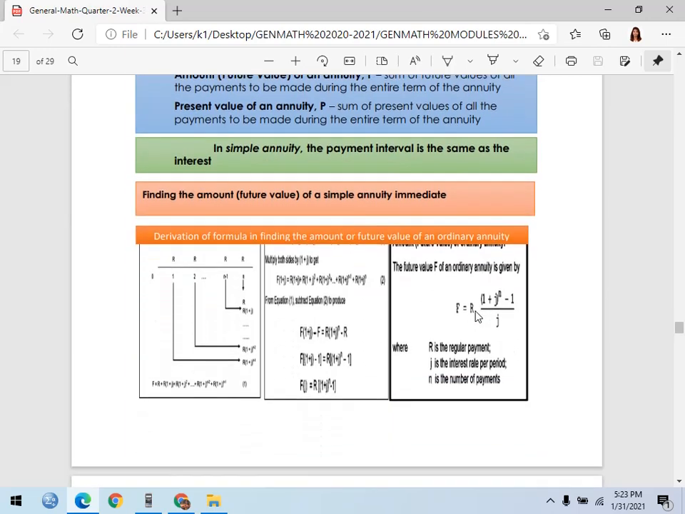So in finding the amount or future value of a simple annuity, the formula to be used will be this one on the third box, and that is F equals R times 1 plus J raised to N minus 1 divided by J. So R here is the regular payment, and then J is the interest rate per period, N is the number of payments, and sa ilalim is J ulit. Okay?